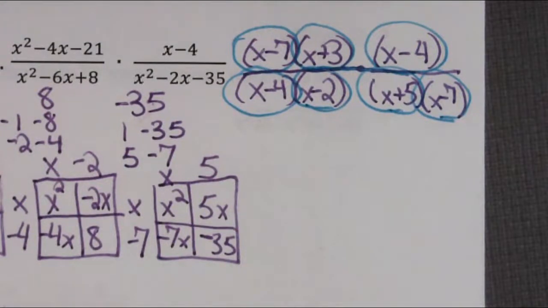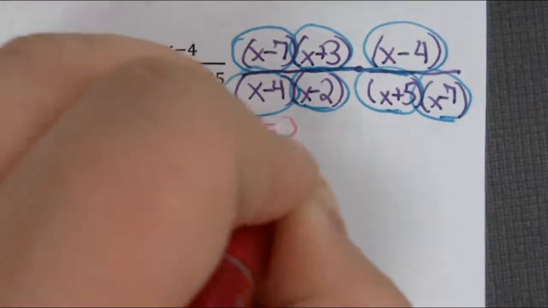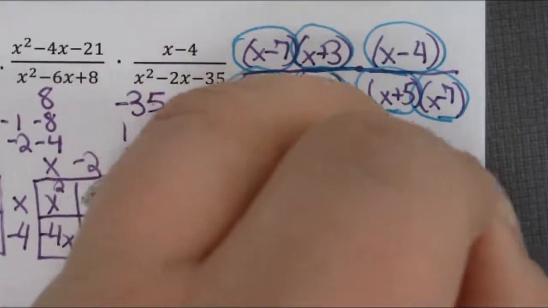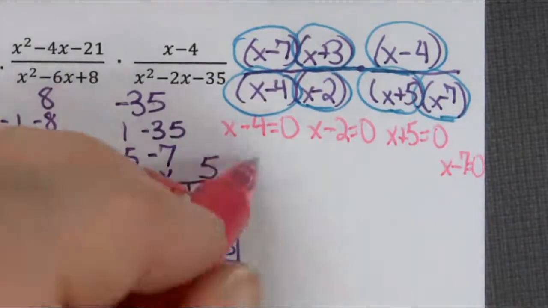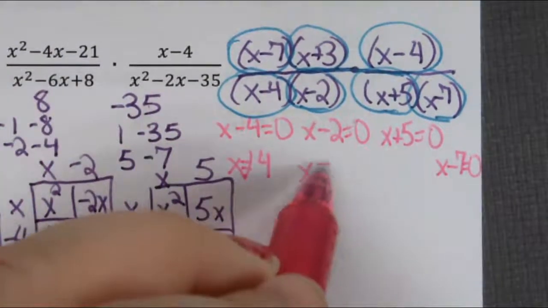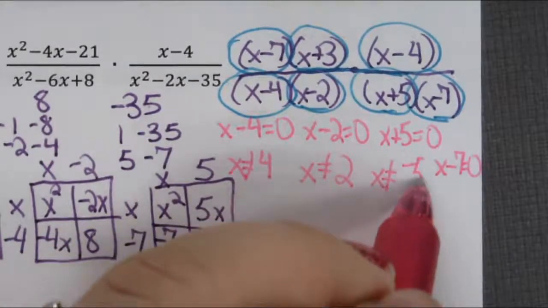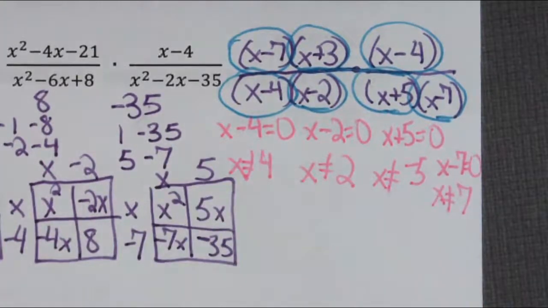We didn't have to find excluded values in the first one because there were multiple variables. But setting x minus 4 equal to 0, x minus 2 equal to 0, x plus 5 equal to 0, and x minus 7 equal to 0. So x cannot be 4, x cannot be 2, x cannot be -5, and x cannot be 7. So there are 4 different excluded values because there were 4 factors that had an x in the denominator.